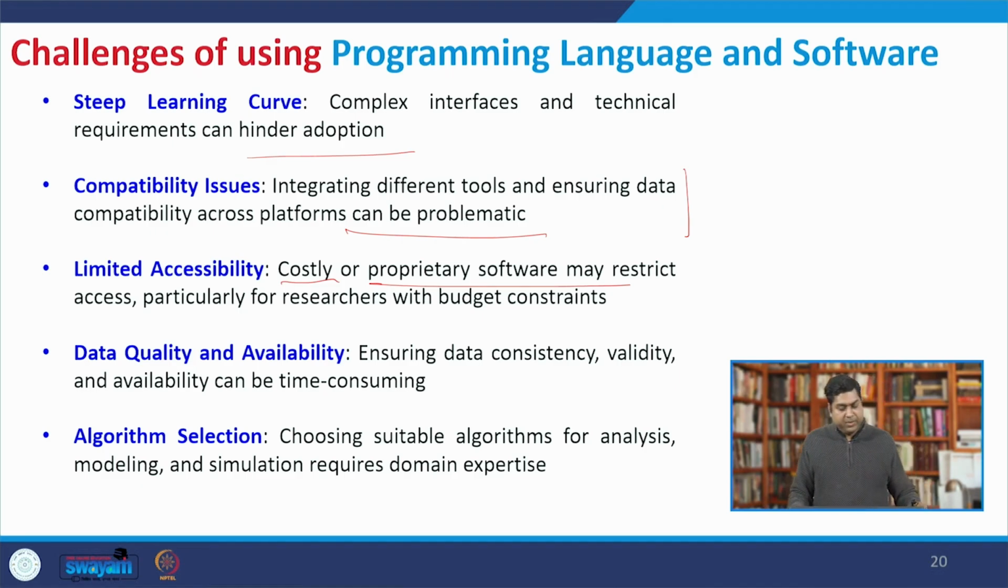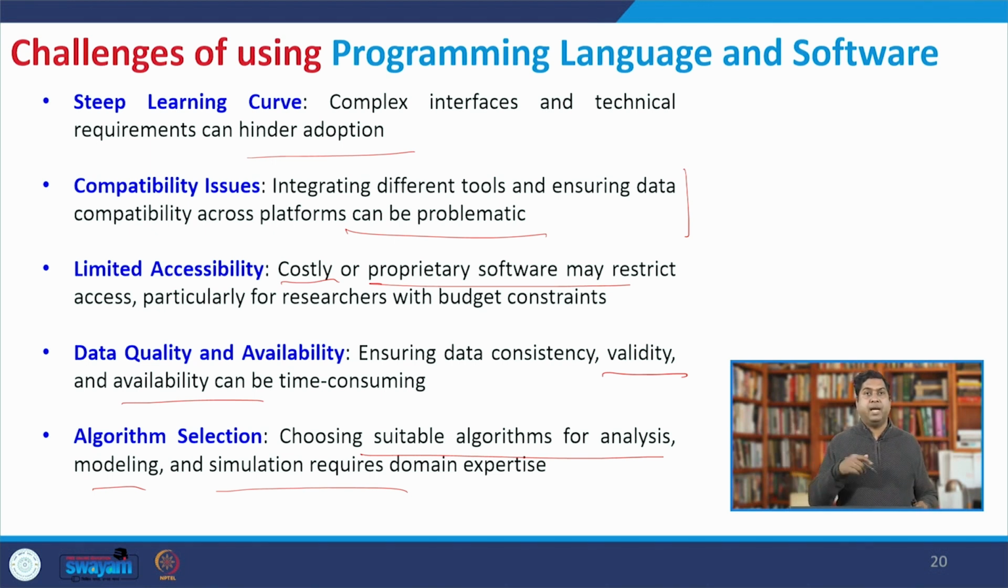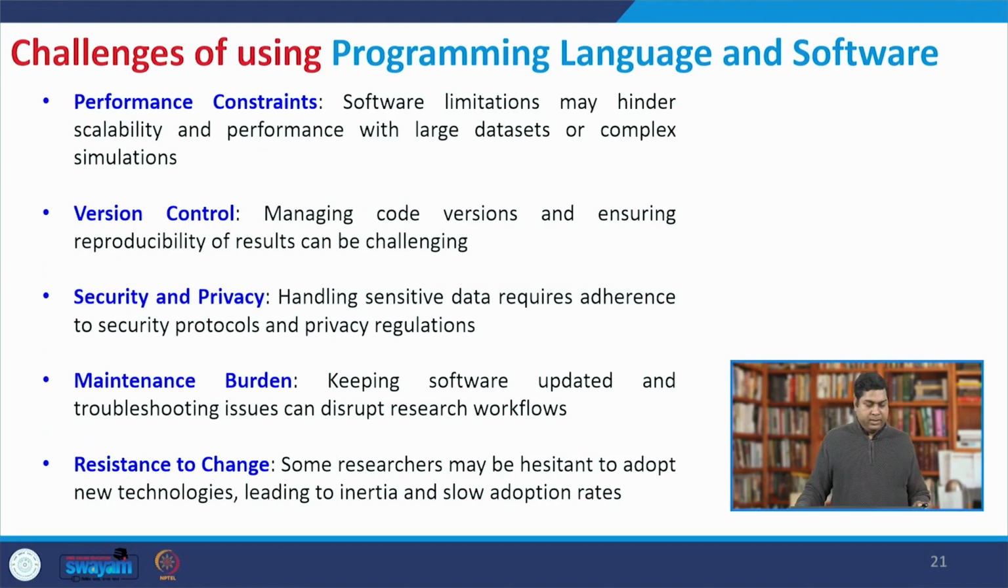Data quality and availability: ensuring data consistency, validity and availability can be time consuming. Algorithm selection: choosing a suitable algorithm for analysis, modeling and simulation requires expertise and confidence. Otherwise, if I get a lot of libraries and keep trying one after another, we probably cannot find the most suitable one. So we need to understand which algorithm we will be using for our own research.